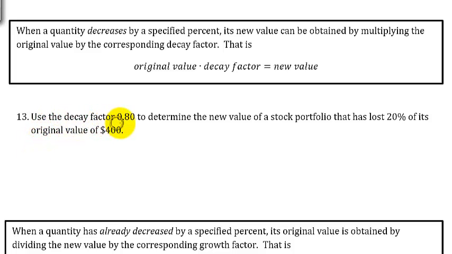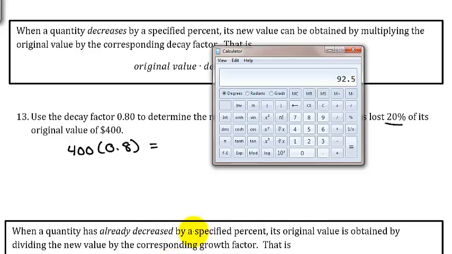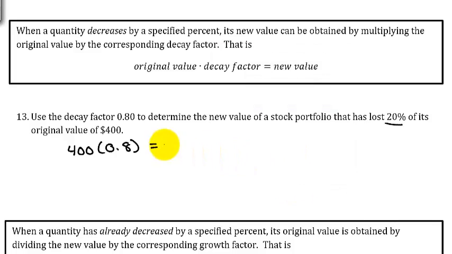Use the decay factor 0.8 to determine the new value of a stock portfolio that lost 20% of its original $400. So its original amount was $400, and we're using the decay factor of 0.8. This is showing that there was a 20% loss. So we take the 400 and multiply by 0.8, and we end up with 320.